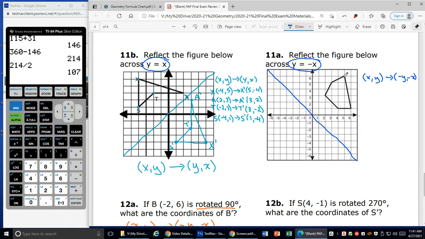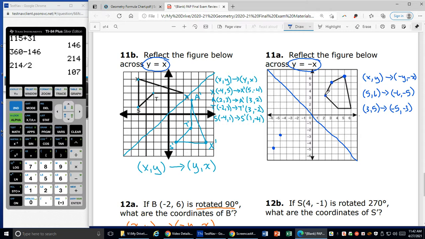Okay? All right, so let's take one point at a time. If I start with this upper point right here, it is at 5, 6. So that's going to become the opposite of y, which is -6, and the opposite of x, which is -5. -6, -5. Then let's move here, which is at 3, 5. The opposite of y is -5. The opposite of x is -3. So -5, -3.